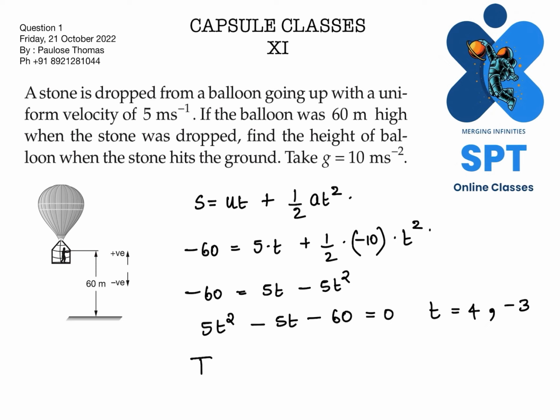So the total height the balloon is at now is nothing but 60 meters from the ground plus the extra distance that the balloon has traveled in those 4 seconds, which is 20 meters. So altogether you will be getting 80 meters. That's how to calculate the height of the balloon when the stone hits the ground.